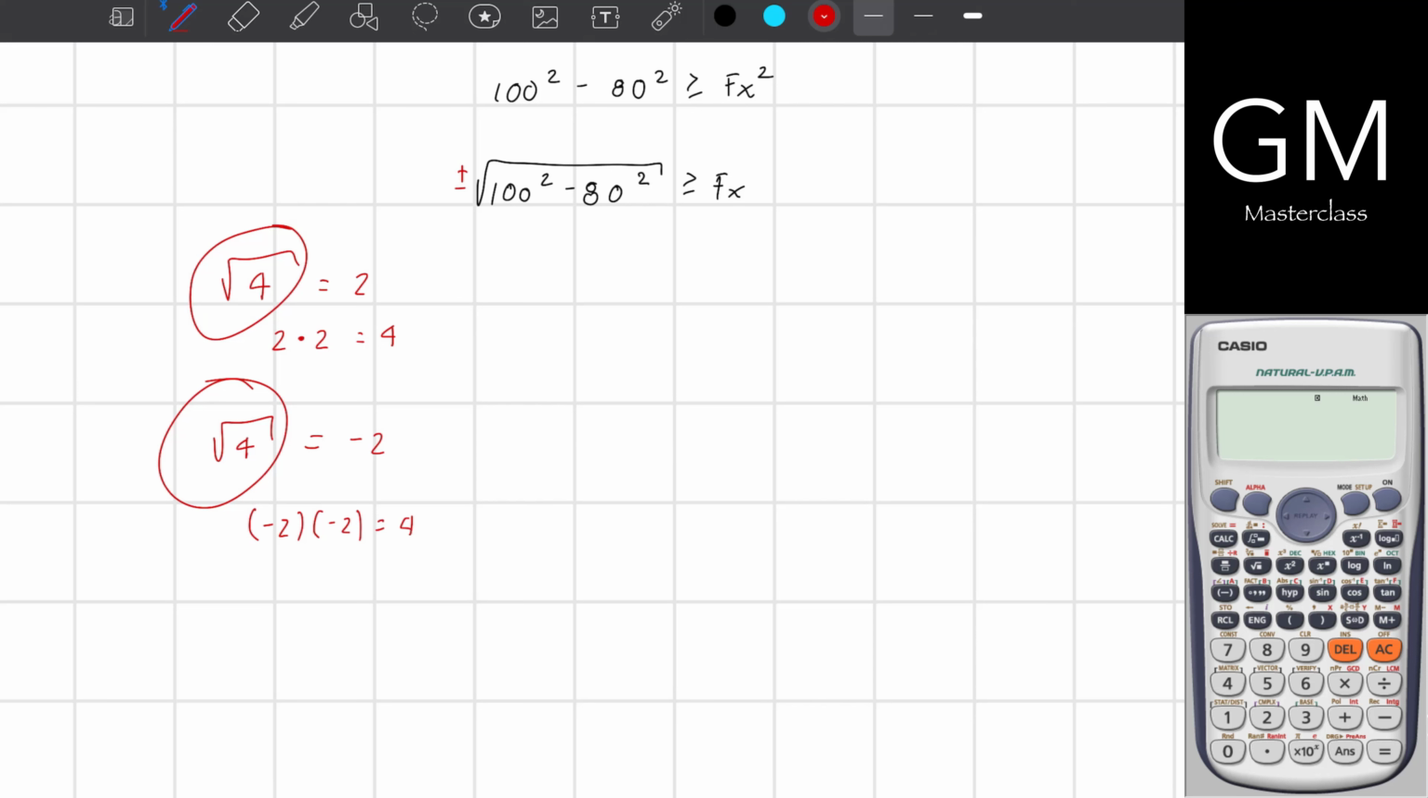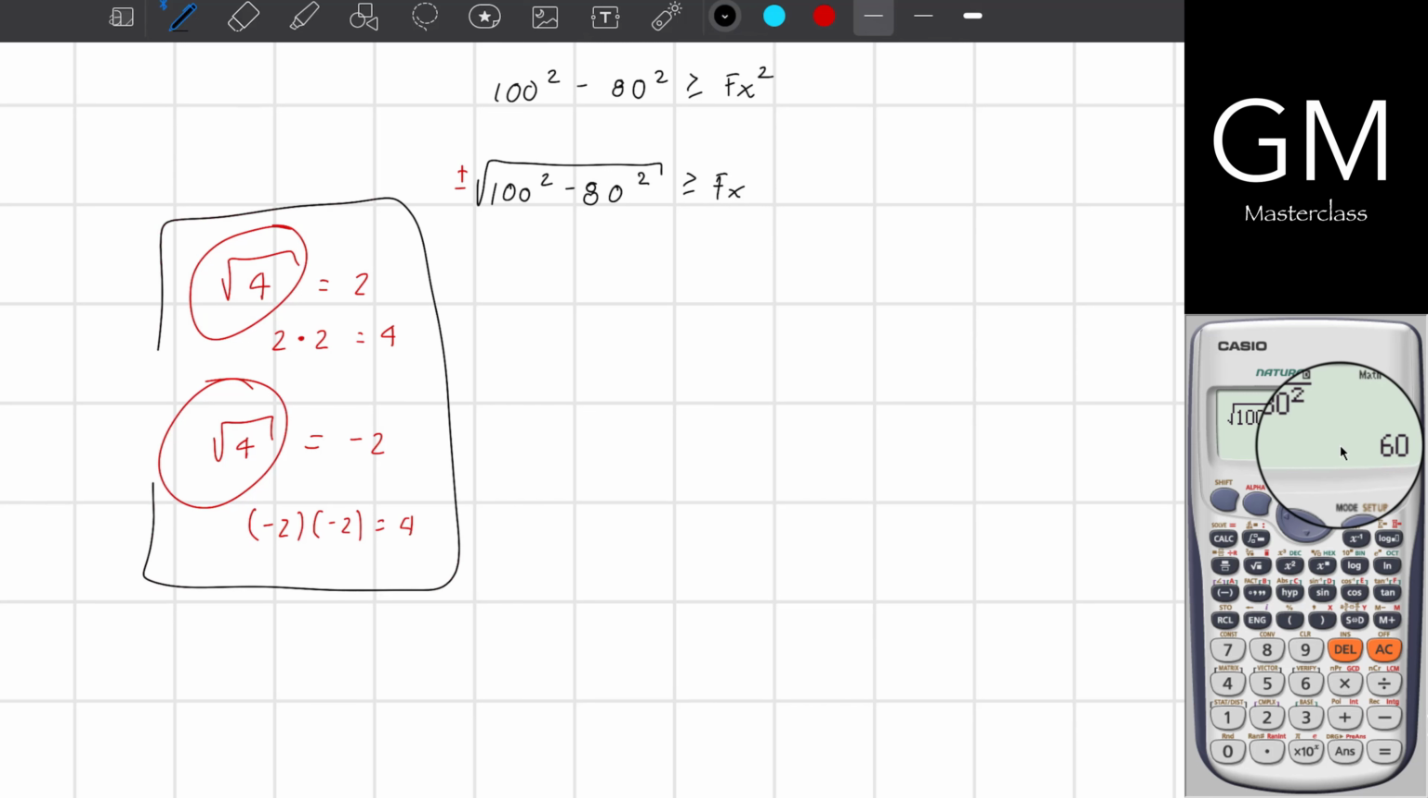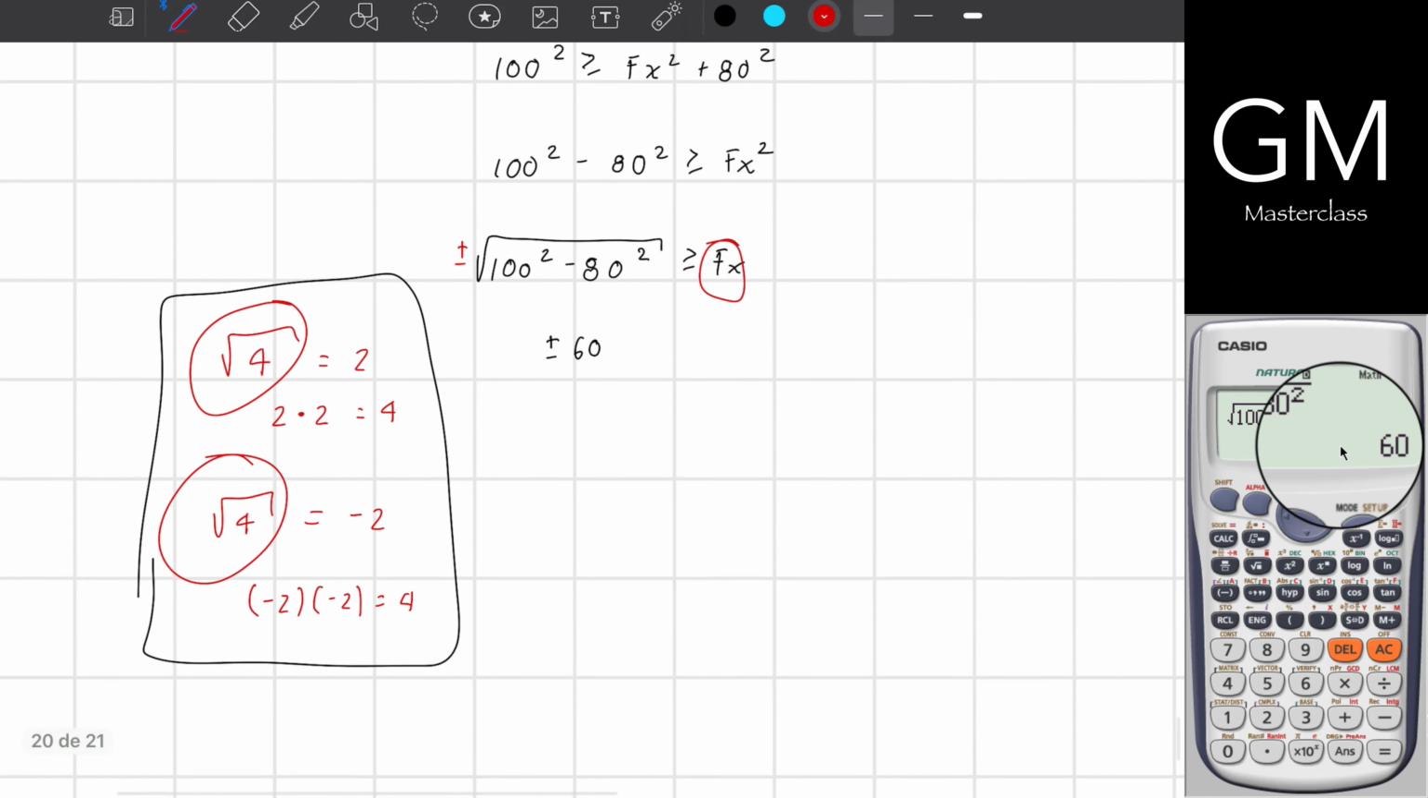When you do this square root using the calculator, it is going to be equal to 60. But we're going to do it right here. So the square root of 100 squared minus 80 squared is equal to 60. But as we said before, this is going to be equal to plus or minus 60. All right, and right here we have our gap for us to find the value in which Fx is going to be secure.